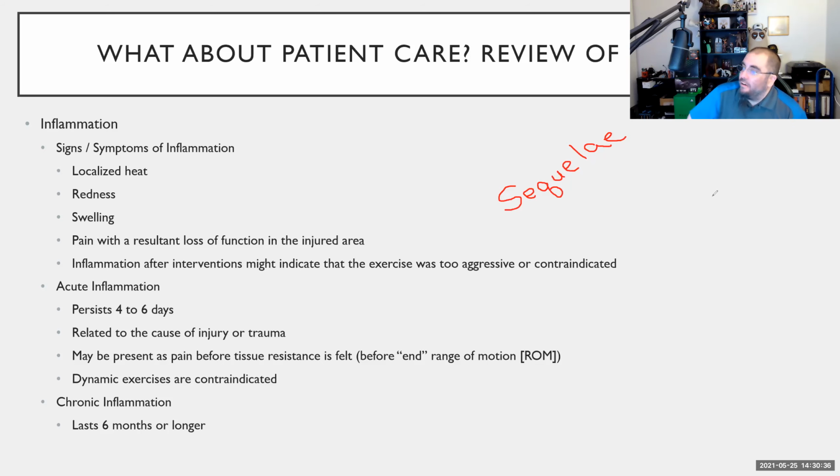I don't know why Medicare likes using the term sequelae. I think secondary is just so much easier, but sequelae is synonymous. So sequelae, if you ever see that, it means secondary.